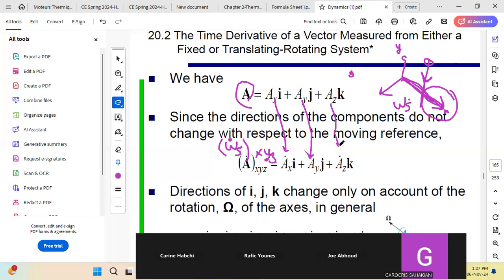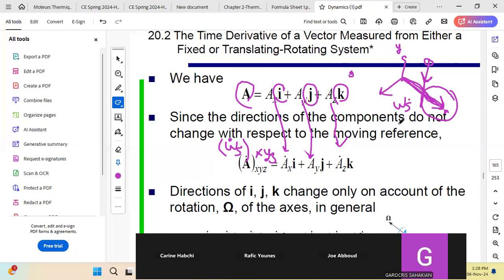z in k, okay? While if I consider derivatives in the absolute frame, big X, big Y, big Z, then for me, this vector is not only changing in magnitude, but also in direction, because vectors i, j, k are moving, translating or rotating, whatever it is. Whenever I have rotation of ijk, then they will change in direction, so their derivatives will not be zero anymore.